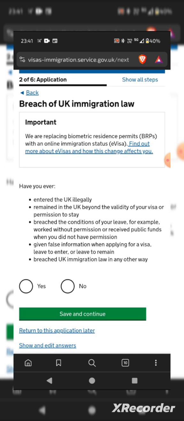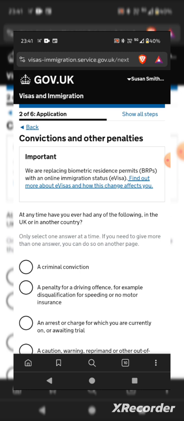So this is another immigration question, very important. Have you entered the UK illegally, remained in the border beyond blah blah blah? It's simply, have you lived in the UK wrongly before? That's just it. That's the summary of it. And make sure you read it to understand it, and then you know how to continue. No, I'm taking no in my case.